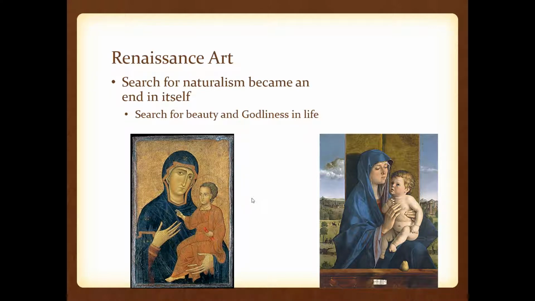On the left, you have what is known as Byzantine art, medieval art of the mother and child, and then on the right you have a medieval painting, or excuse me, a Renaissance painting of the mother and child. And as you can see, there is a vast difference between these two. They're looking for beauty and godliness in life now, as opposed to beforehand, where the divine was all that mattered. If you look at these paintings, we'll go over this more in class, they're basically the same thing, but they convey two different meanings.